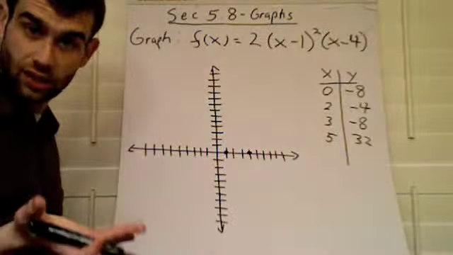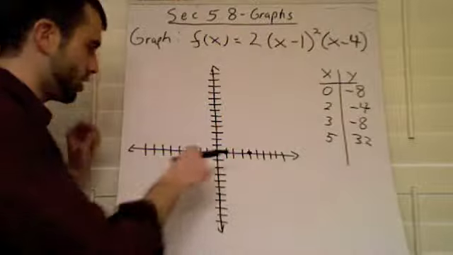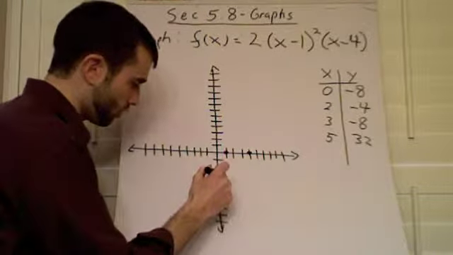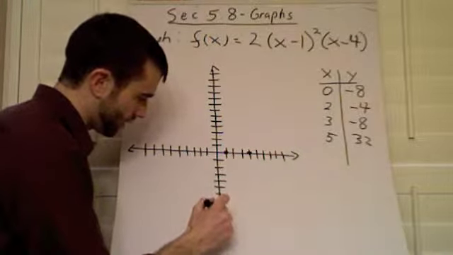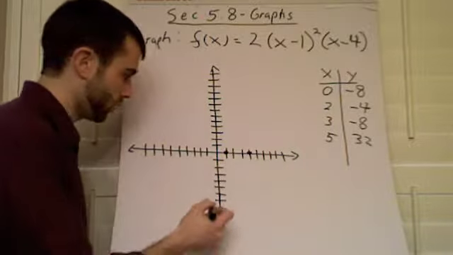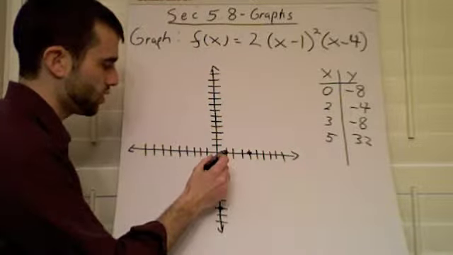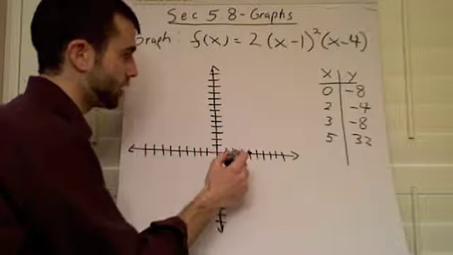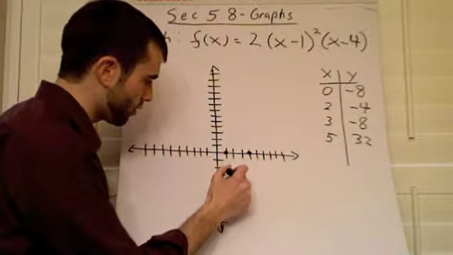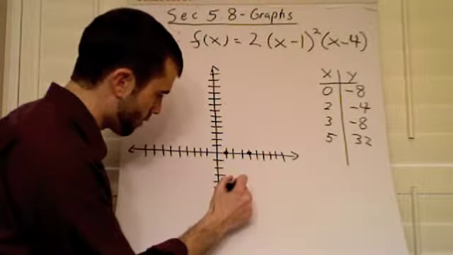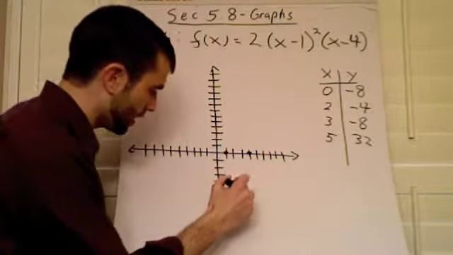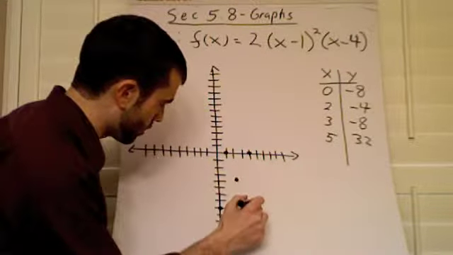Okay, we've got our 5 points. Let's take a look at what this looks like. (0, negative 8). 1, 2, 3, 4, 5, 6, 7, 8. That's here. Then we have (1, 0). Then (2, negative 4). 1, 2, 3, 4. That's right here. Then we have (3, negative 8). 1, 2, 3. That's down over here again.